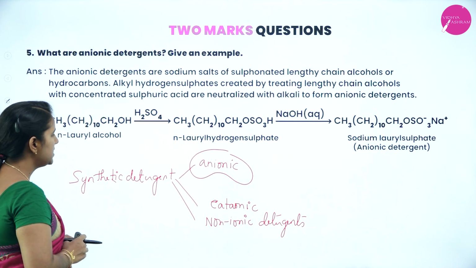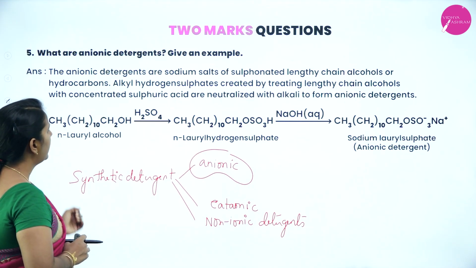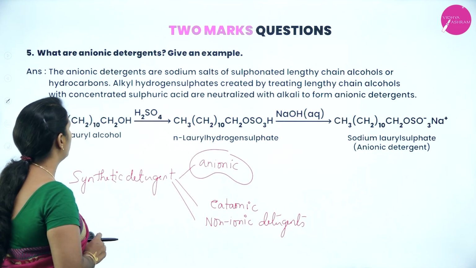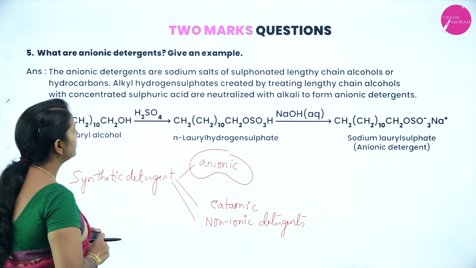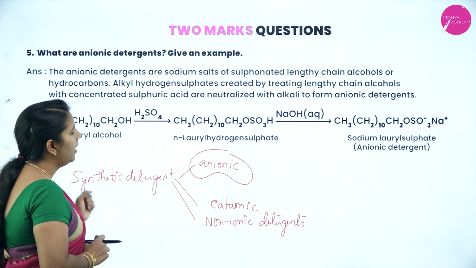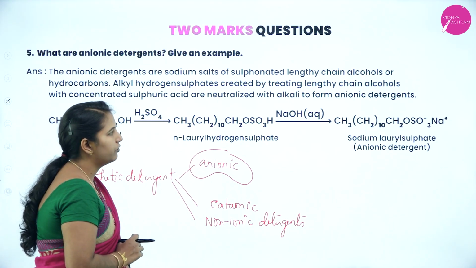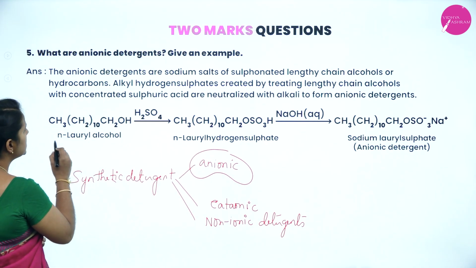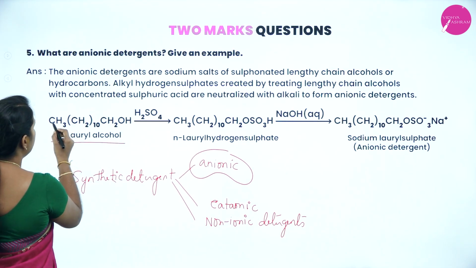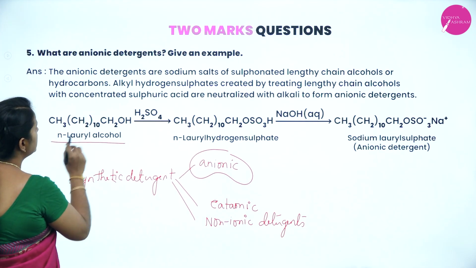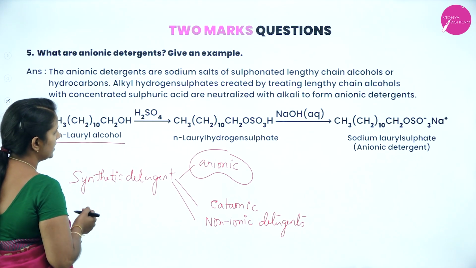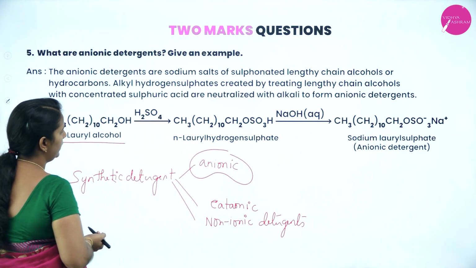Let us understand with the first type, anionic detergents. Anionic detergents are sodium salts of sulfonated long chain alcohols or hydrocarbons. Alkyl hydrogen sulfates are created by heating the long chain alcohols with concentrated sulfuric acid, and it is neutralized by an alkali to form an anionic detergent. First I will take a long chain alcohol, lauryl alcohol. You can see CH3, CH2 10 times, CH2OH, which is a long chain alcohol. When we treat it with an acid, that is H2SO4, what will happen?